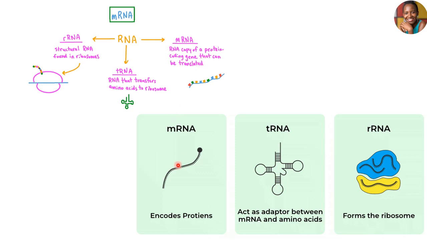So how do they look? The messenger RNA most of the time looks like a strand, so it's used to encode proteins. The transfer RNA is an adapter or a transfer channel for taking our amino acids to the ribosomes for translation. And the last bit is the ribosomal RNA, which is part and parcel of forming our ribosomes.